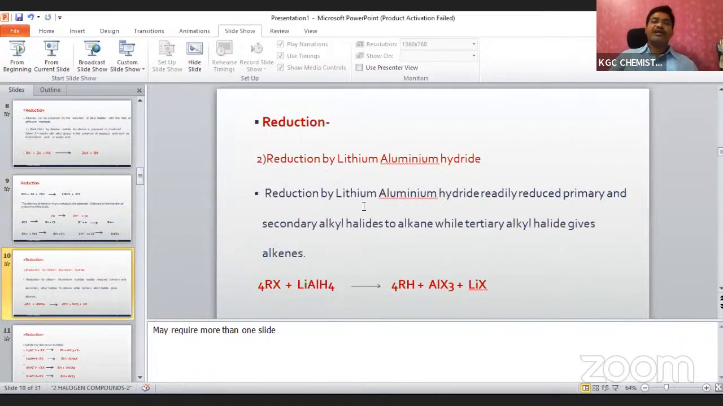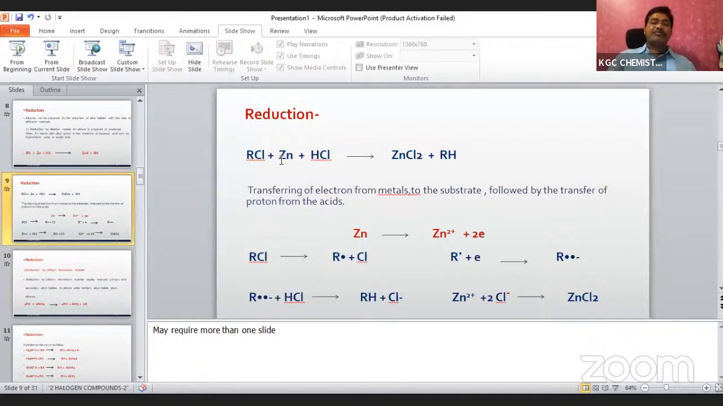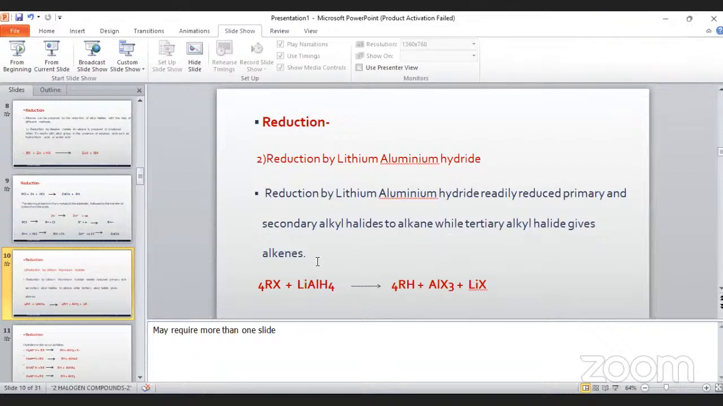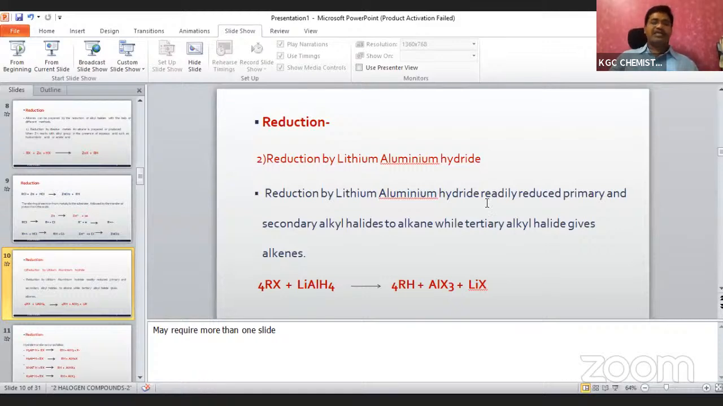Now let us see reduction by lithium aluminum hydride. Here we should note that reduction in presence of Zn/HCl is carried out by transfer of electrons from metal to the substrate, whereas reduction in presence of lithium aluminum hydride involves hydrogen transfer. Lithium aluminum hydride readily reduces primary and secondary alkyl halides to alkanes, while tertiary alkyl halides give alkenes. Remember, primary and secondary give alkanes, tertiary gives alkenes. Here it is the direct addition of the hydride hydrogen, and that's why we get the alkane.